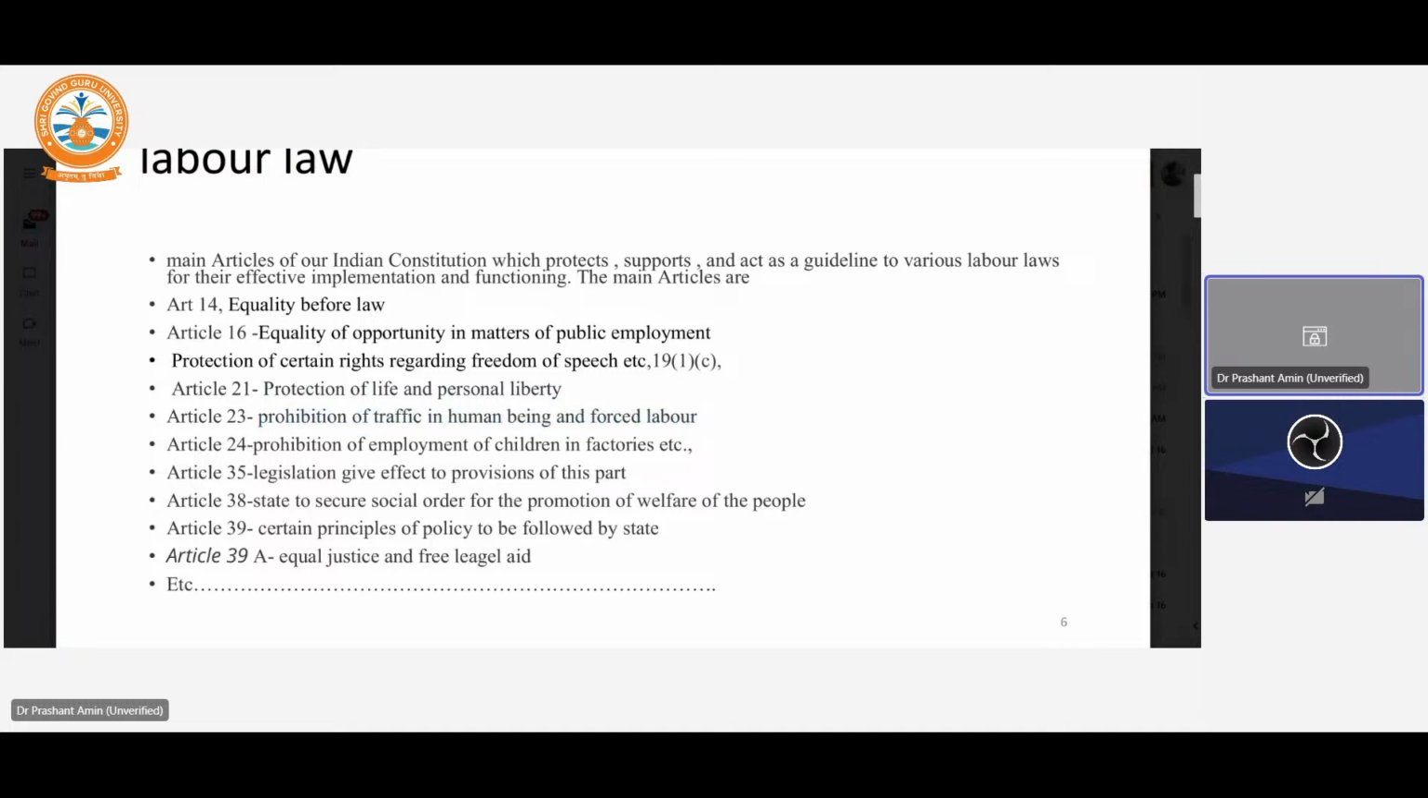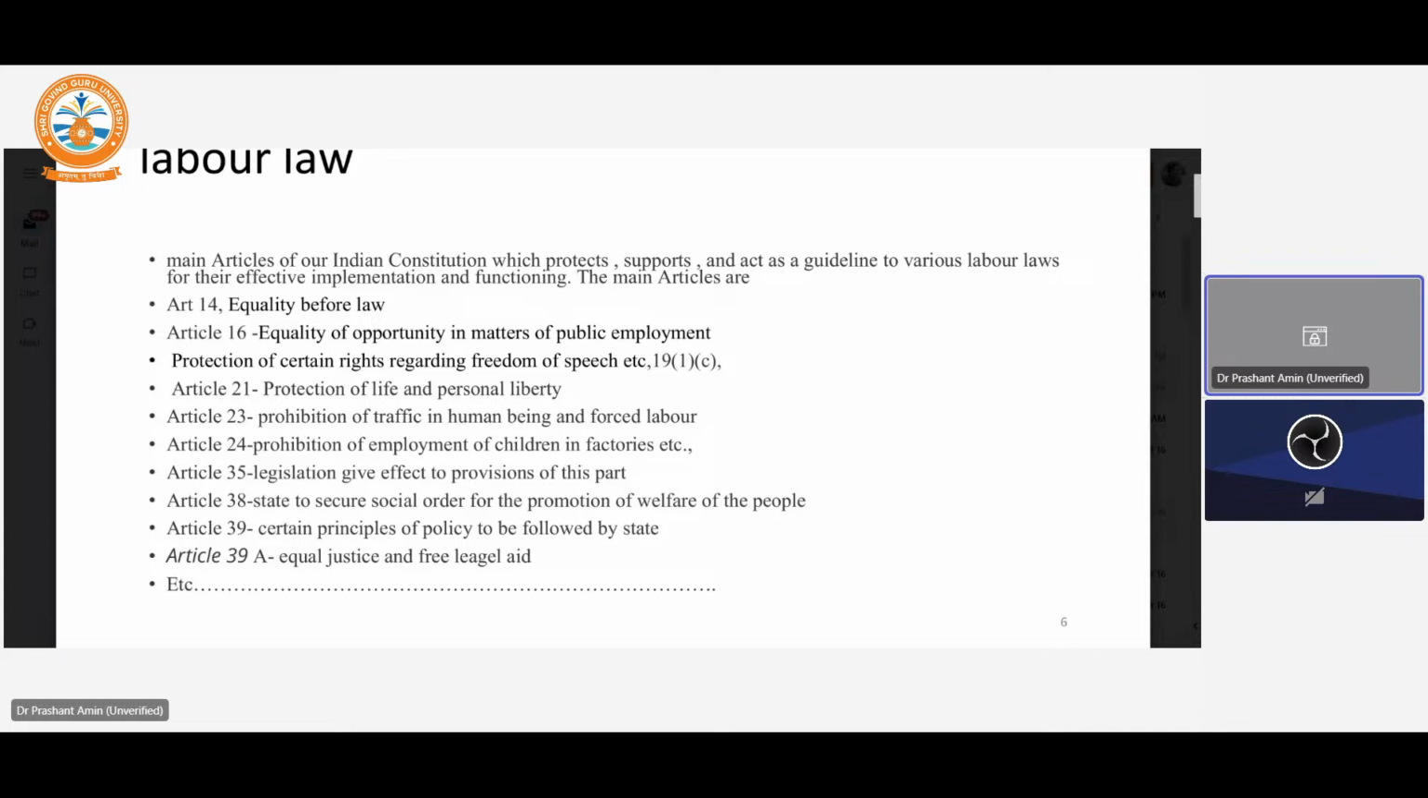Here, all the Child Labor Act, all the compensation related acts, all the payment of wages kind of acts, are enacted under this, protecting human beings under forced labor. And that's how this 8 hours of shift in the company came into force.